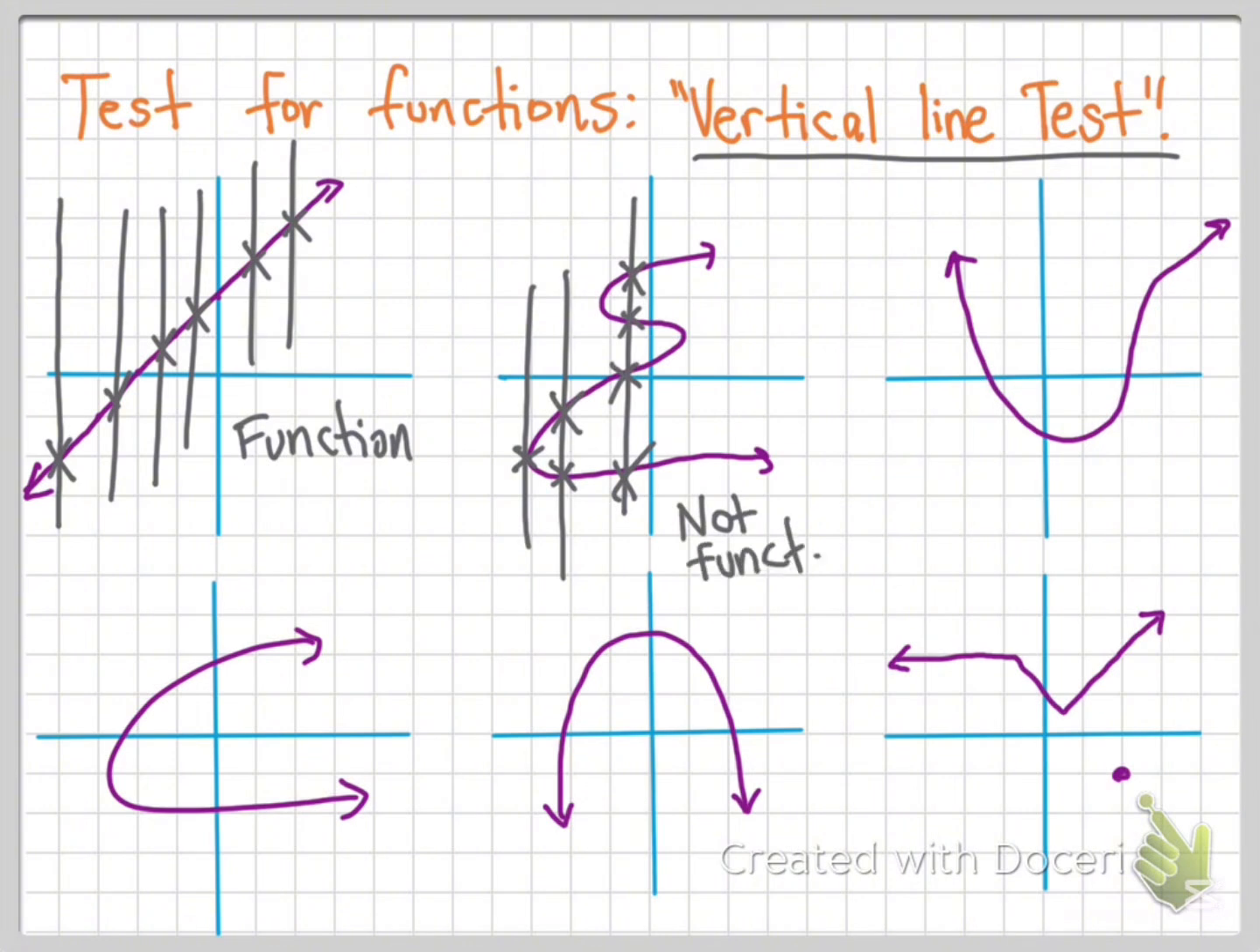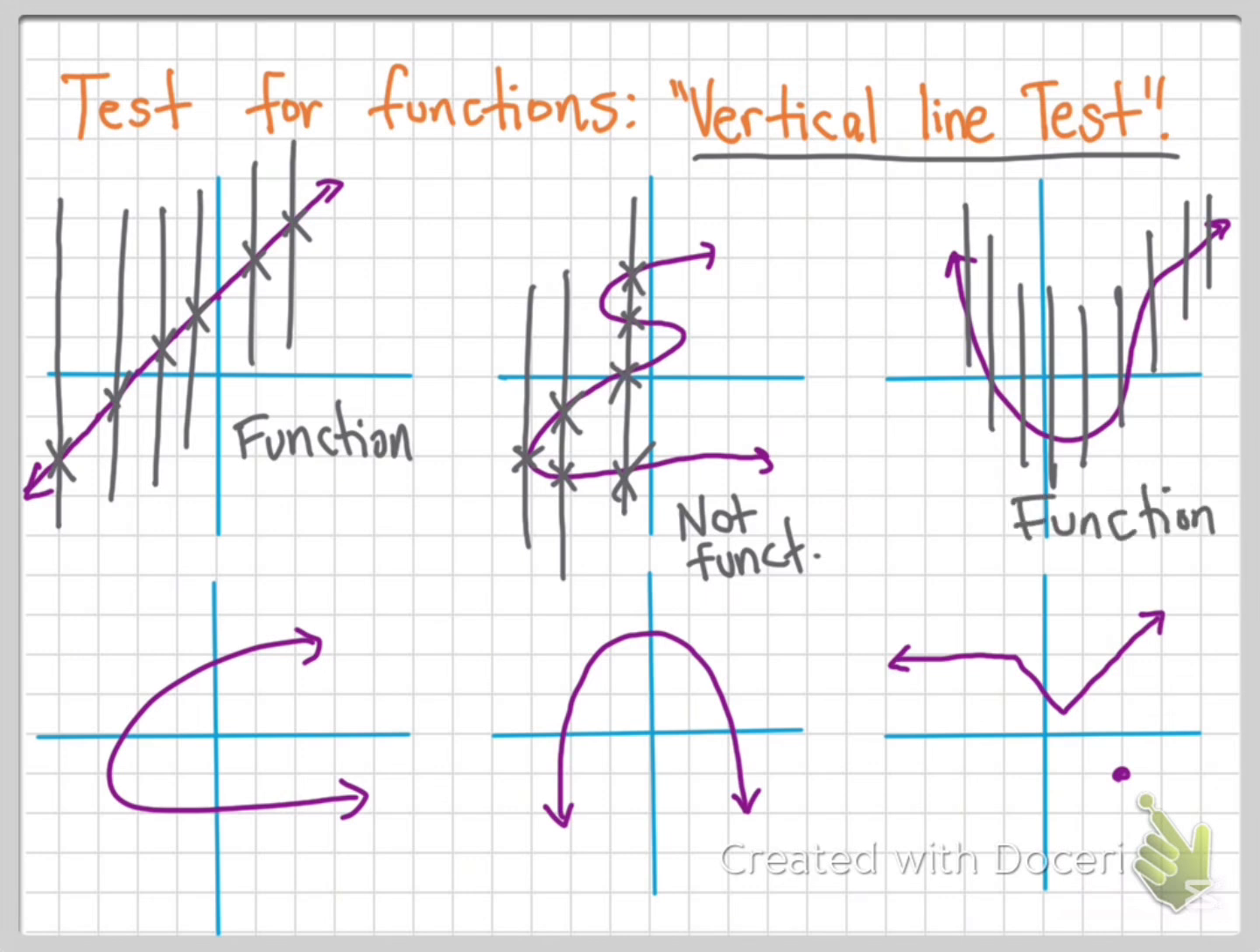Let's look at this other one. In this one, if I pass it, there is 1, 1, 1, 1, 1. In all of them it is 1. So this one is a function. Now again, in this other one, notice that if I pass it here, we're good. It touches 1. But if I pass it here or any other place after that, it's going to touch two places, so it's not a function.